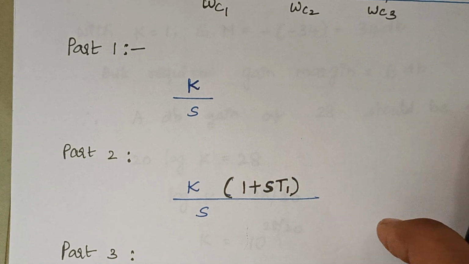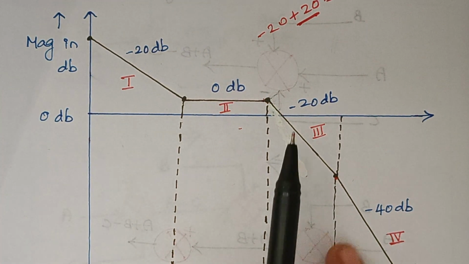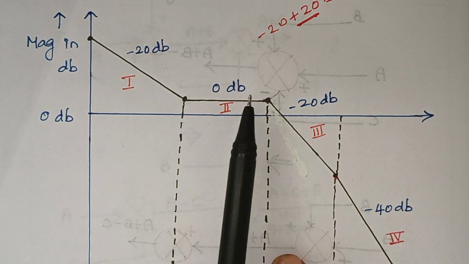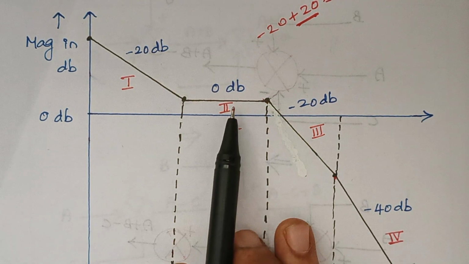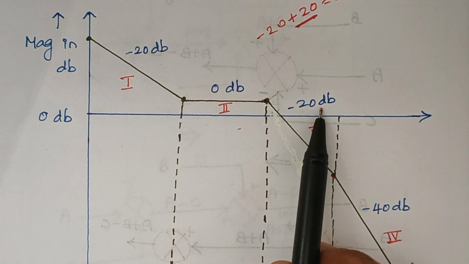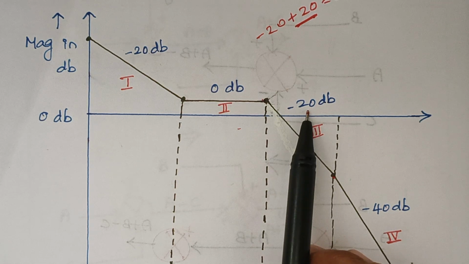Now we are moving to our part 3. So what happened in our part 3? Again this 0 dB slope gets changed to minus 20. Right. So what does it indicate? Minus 20 indicates there is an s term in the denominator. Right. So because here we are having minus 20, we have to include a new term in the denominator part.